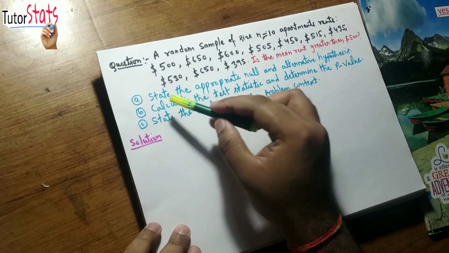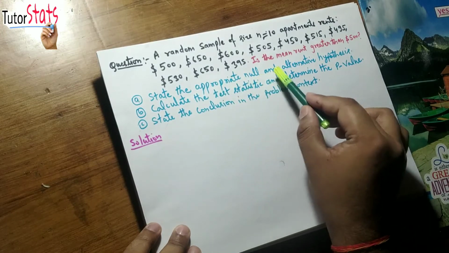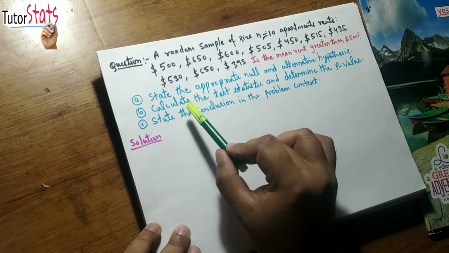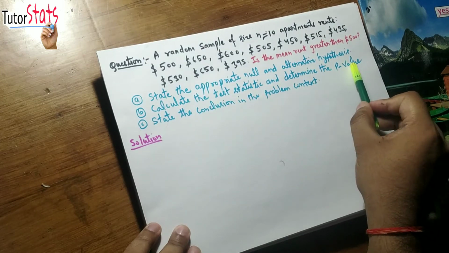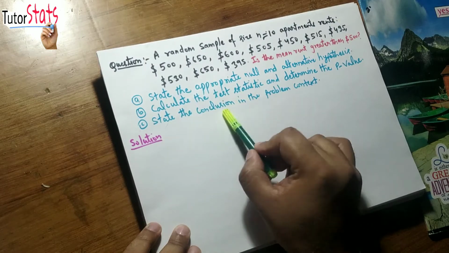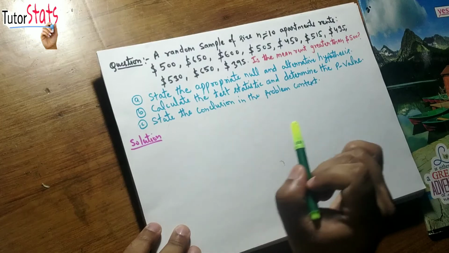Okay, so in this question we have three parts. State the appropriate null and alternative hypothesis, calculate the test statistic and determine the p-value. State the conclusion in the problem context.